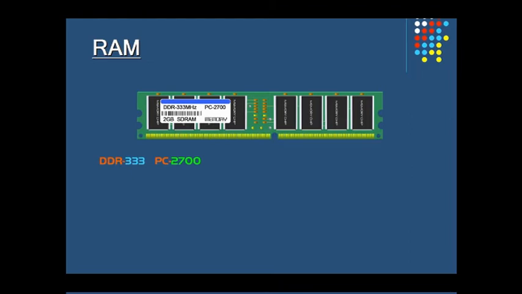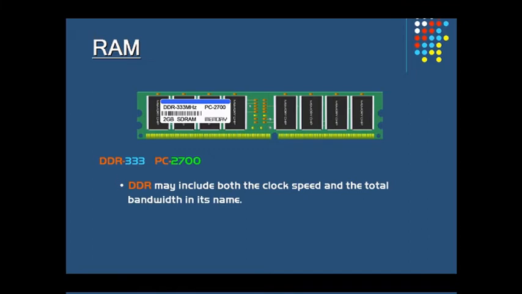DDR is also labeled differently than non-DDR RAM. DDR RAM may include both the clock speed and the total bandwidth in its name. So instead of just including the clock speed in its name, like PC133, where 133 equals the clock speed, DDR includes the total bandwidth also. So for example, a DDR DIMM labeled DDR333 PC2700, the 333 is the clock speed, and the 2700 is the actual total bandwidth. So 333 megahertz times 8 bytes equals 2700 megabytes per second, which is where we get the name PC2700.